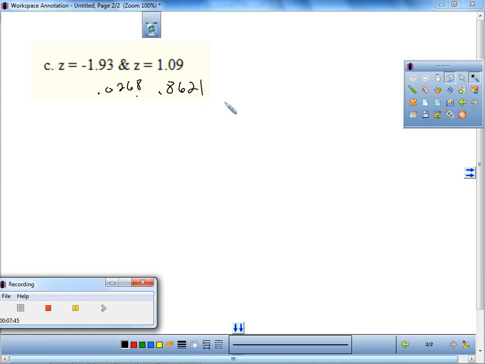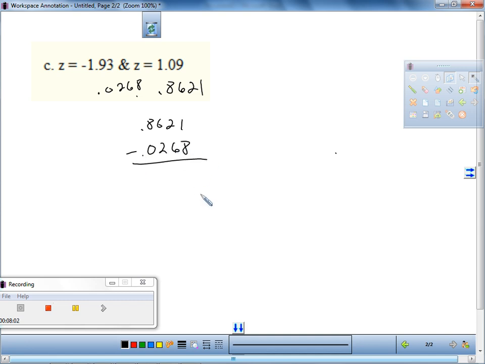Now these are two table values I came up with. 0.8621 for the one z-score, and 0.0109 for the other. Remember, we always subtract the smaller from the bigger. And when we take the difference, we get 0.8353, or 83.53%.